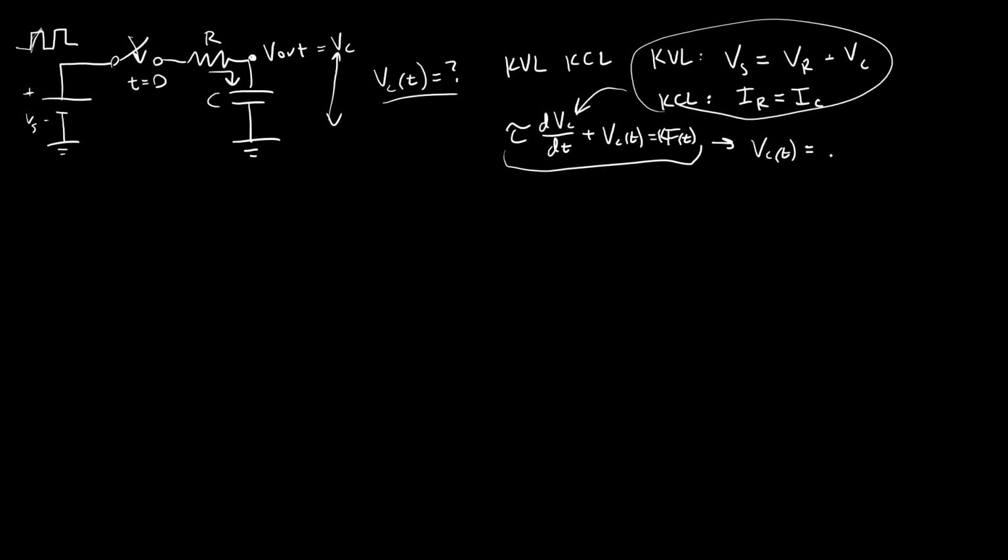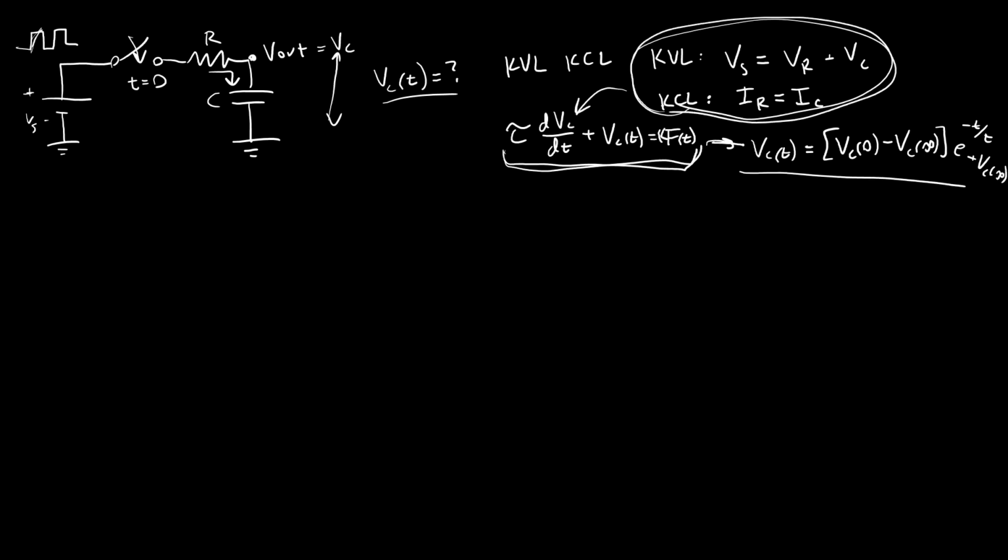Vc of t is going to equal the initial condition for V minus the final condition, times e to the negative t over tau, plus the final condition again. So I want to get here, and that will allow me to get here, but I am starting with these two equations. So how do I massage or move those around into this form?